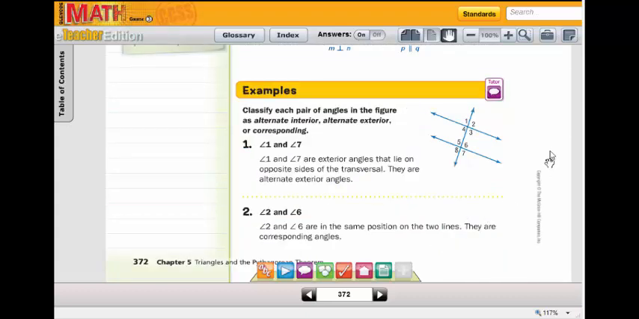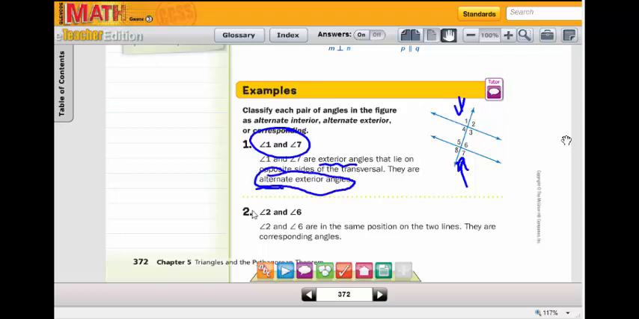And now things are going to move much more quickly now that you have that background information. So let's take a look at number 1. Number 1, they say classify each pair of angles in the figure as alternate interior, alternate exterior, or corresponding. So we have 1 and 7. Here are our two angles, 1 and 7. You can see that they are on the outside of the parallel lines, in other words, exterior. And you can see that they're on opposite sides, or in other words, alternate. So your answer is alternate exterior angles.